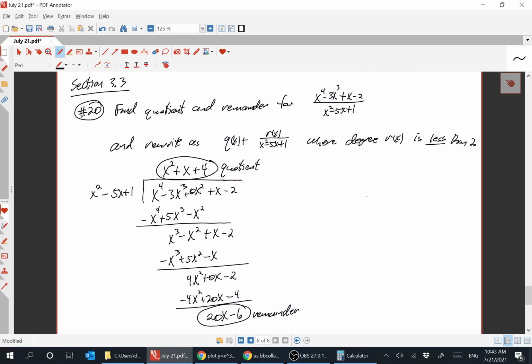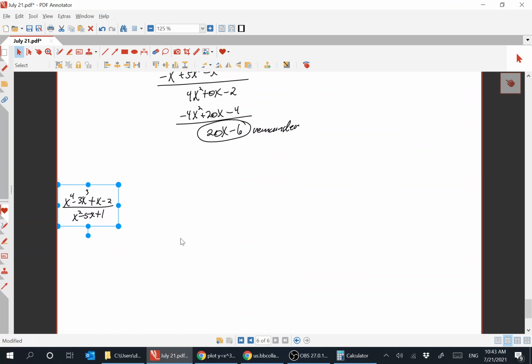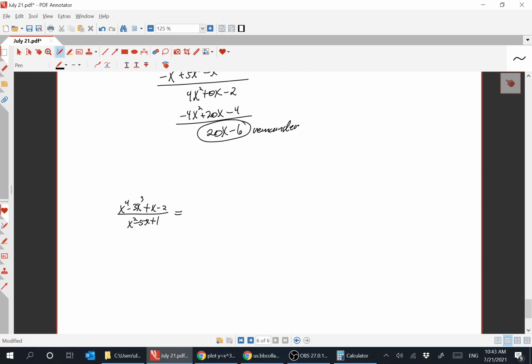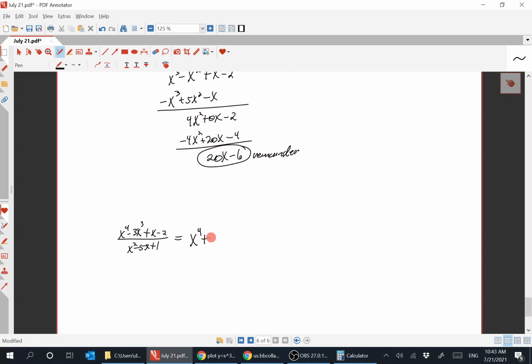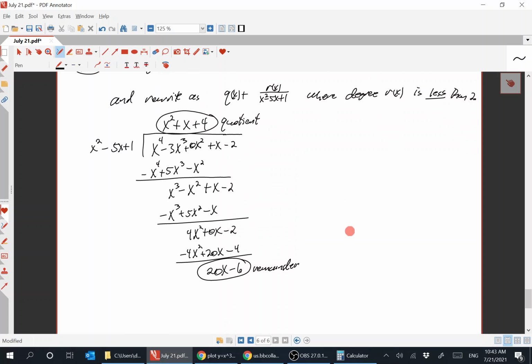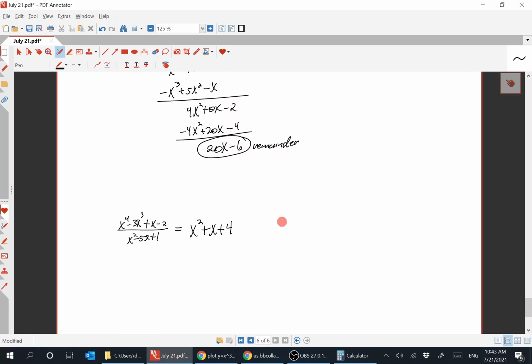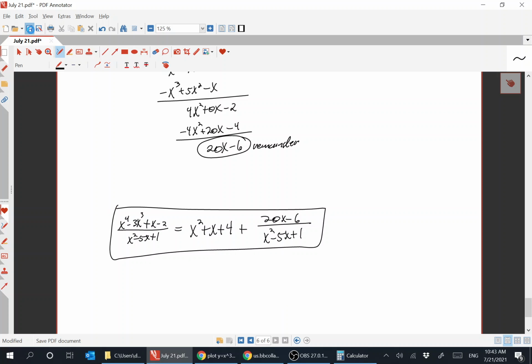So in the end, we get that this is equal to the quotient, not x to the 4th, x squared plus x plus 4, plus the remainder over the divisor. All right, it's pretty cool, I think.